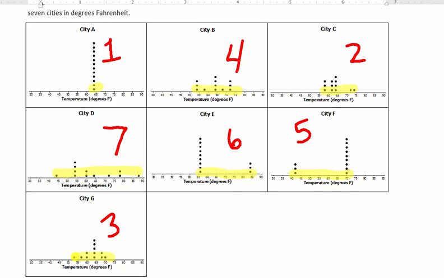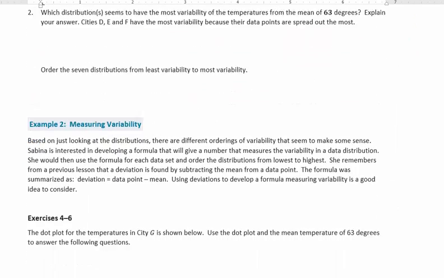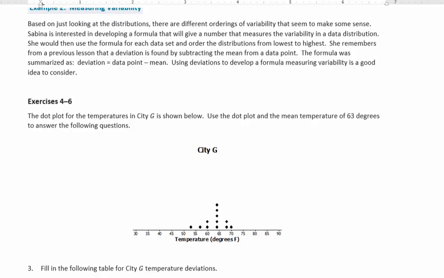Alright, so what it looks like I'm going to put is what? A, C, G, F, E, and D. Alright, let's go on to our next one. Measuring variability.